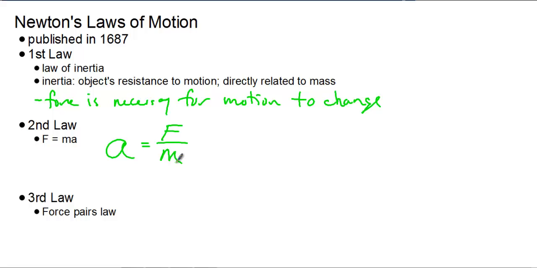Newton's third law of motion is referred to as the force pairs law. Sometimes you'll hear this as for every action there's an equal and opposite reaction. Well, that really doesn't do a whole lot for us. Instead, we can think of it in terms of a pair of forces.